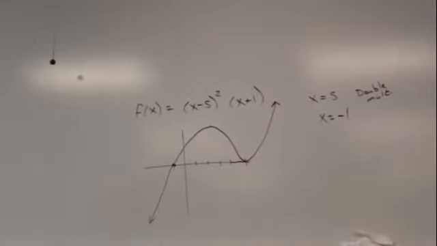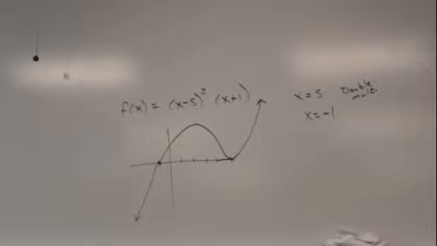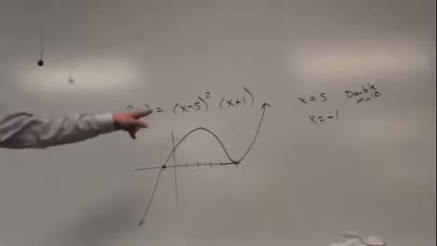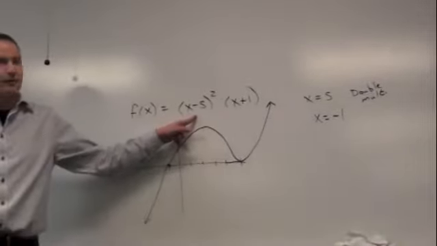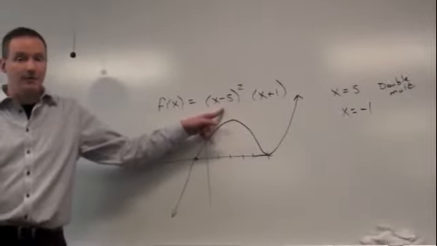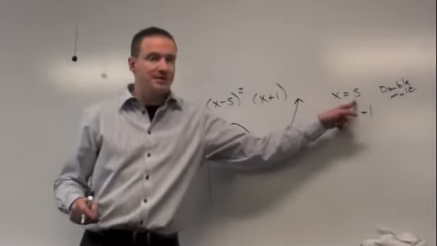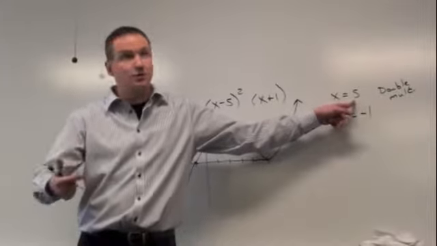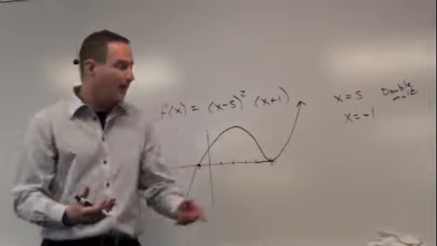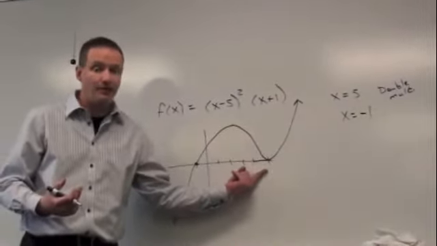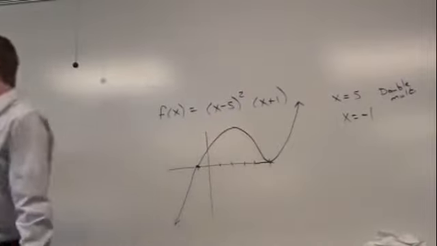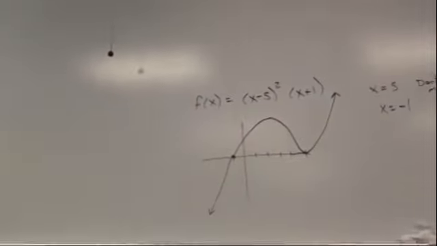Now, I wanted to show that because oftentimes when people look at this, they say, but no, that's a quadratic factor. No, it's a repeated linear factor. The factor is x minus 5. It's just that that factor occurs twice. We see that has an impact in the way the graph looks. It also has an impact in the way we work problems.